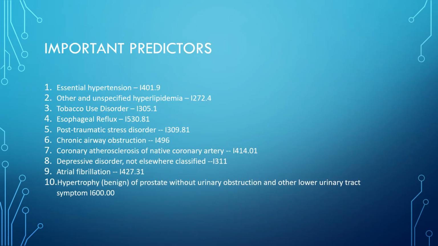Based on the findings of the predictive model, this is a list of the top 10 predictors of diabetes. The top 3 include essential hypertension, hyperlipidemia, and tobacco use.